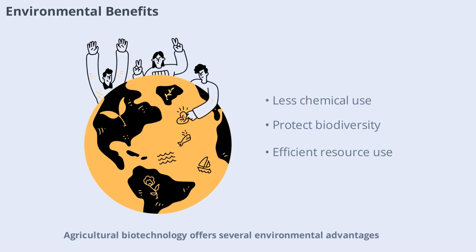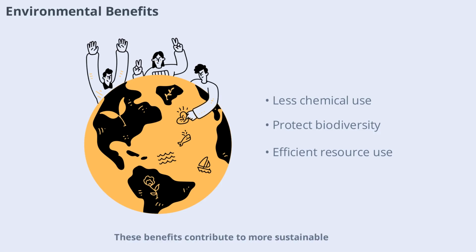Agricultural biotechnology offers several environmental advantages. By reducing the need for chemical pesticides and fertilizers, it helps protect soil, water, and biodiversity. Biotech crops can also be engineered to use resources more efficiently, lowering the environmental footprint of farming. These benefits contribute to more sustainable agricultural systems and a healthier planet.